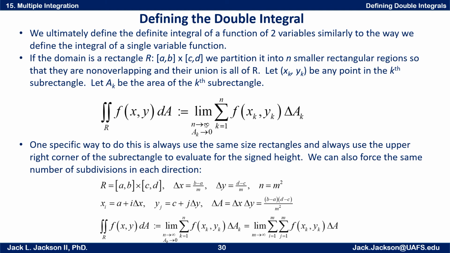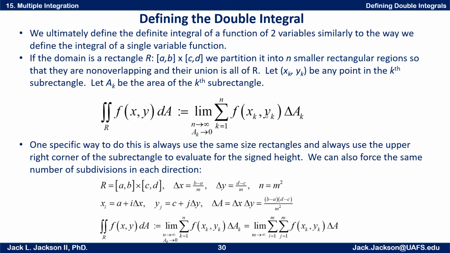It's defined to be equal to, well, you take the area of that subregion, delta A sub k, the representative point x_k, y_k within that, find the f value of that, which is your height, multiply those together, you get a volume of a rectangular column, right, rectangular prism. Sum all those up and let n go to infinity in such a way that all the delta A's go to 0 as well. One specific way to do this would be to always use the same size rectangles. Notice up here the rectangles didn't have to be the same size. And I didn't specify where to pick the point. It could be anywhere in there.